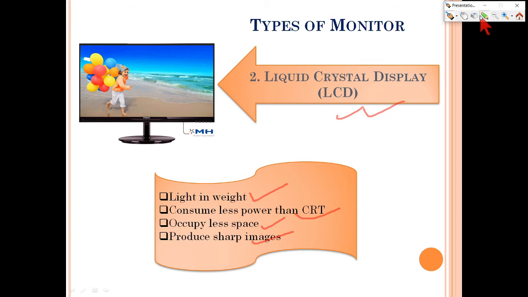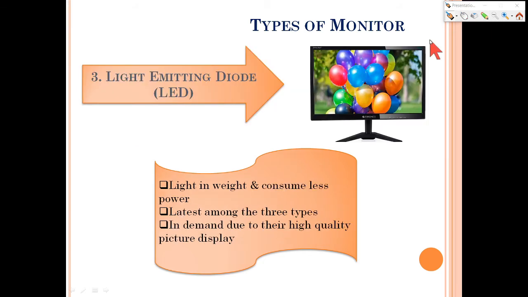And then the next one we are having is LED, light emitting diode, these LEDs that we are having in our home. Light in weight and consumes less power. That is the main benefit of these LEDs which we are having at our home. Latest among the three types and in demand because of their high quality picture display.